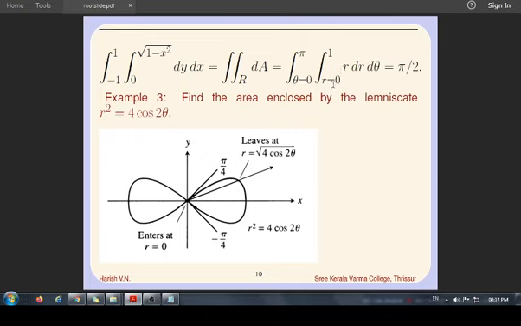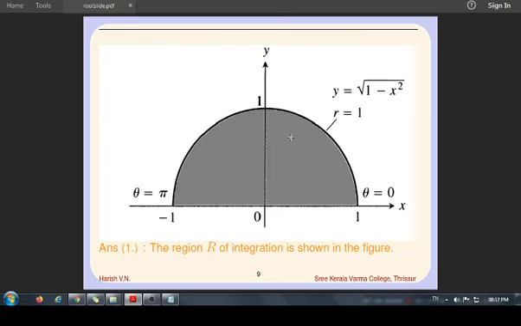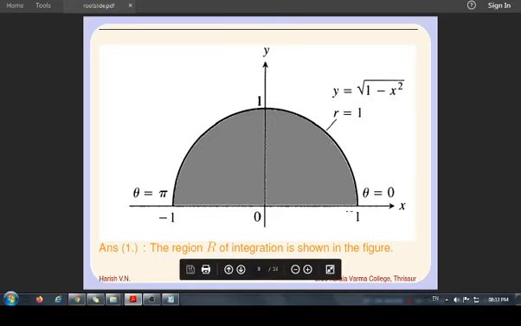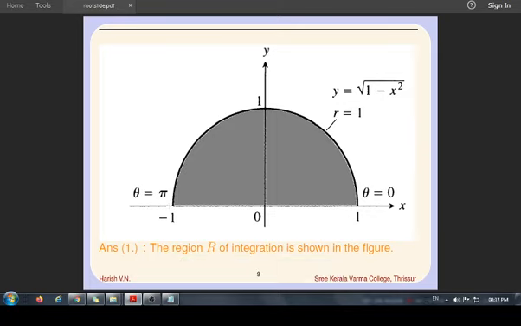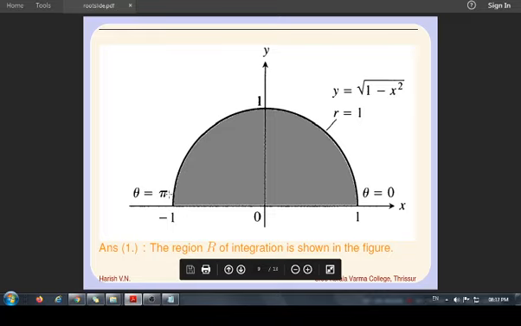First you integrate with respect to r. What is dA? It is r dr d theta, where r varies from where to where, theta varies from where to where. That we have to decide. So here r varies from 0 to 1. This is the r variation. R varies from 0 to 1. And what is the theta variation? Here the positive x-axis is theta equal to 0, and the negative x-axis is theta equal to pi. So theta varies from 0 to pi. Understand?